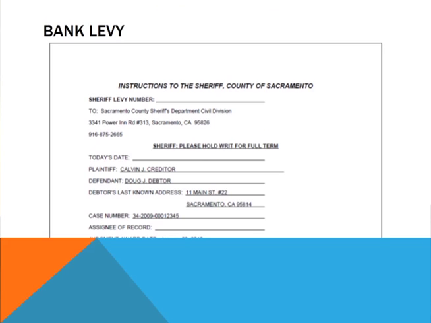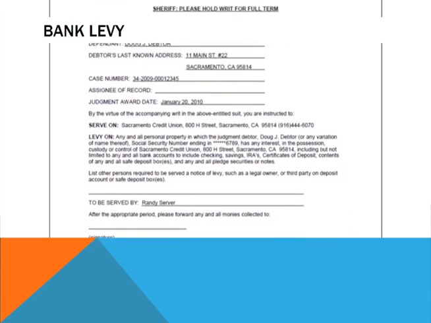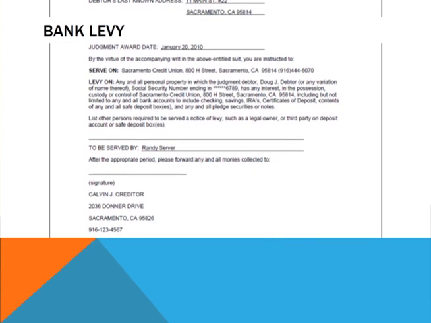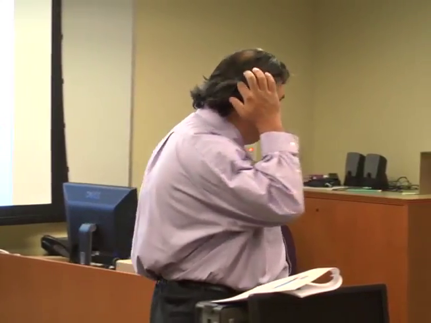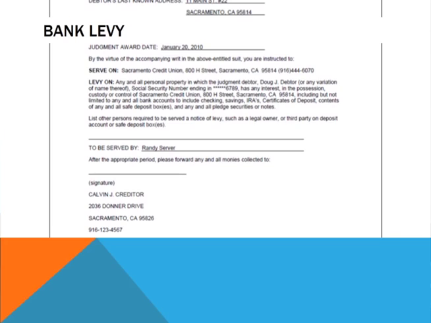But the levy number, you'll get it when you actually submit it to the sheriff, and then you just indicate the date, the plaintiff, the defendant, the debtor's last known address, case number, if there are any assignees, the date of the judgment, and then you need to provide who it's being served on. That's the bank. Generally, if it's a small bank with only a few branches, you're going to actually need to indicate what branch the account is at and have it served to that branch. Large banks, it can typically go on any of them. But then, when you say levy on, that's going to be the description of the property that you're asking them to levy.